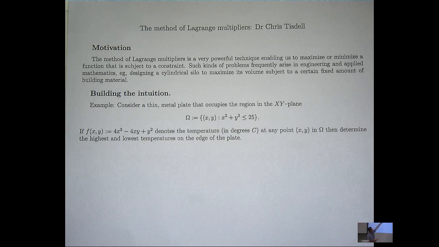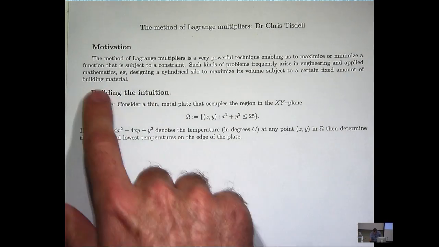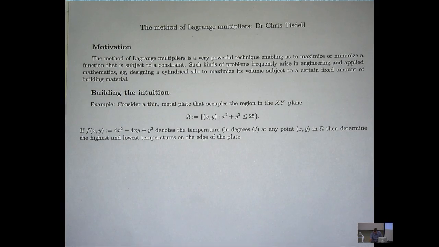Now, before we get to the actual question or the example, let's just remind ourselves about the motivation for Lagrange multipliers. The method is very useful when you want to maximize or minimize something subject to a condition or a constraint. And these kinds of problems crop up in all sorts of applied areas from engineering and science and physics. I've listed a basic problem here where you've got to design a cylindrical silo to maximize its volume subject to some fixed amount of building material.